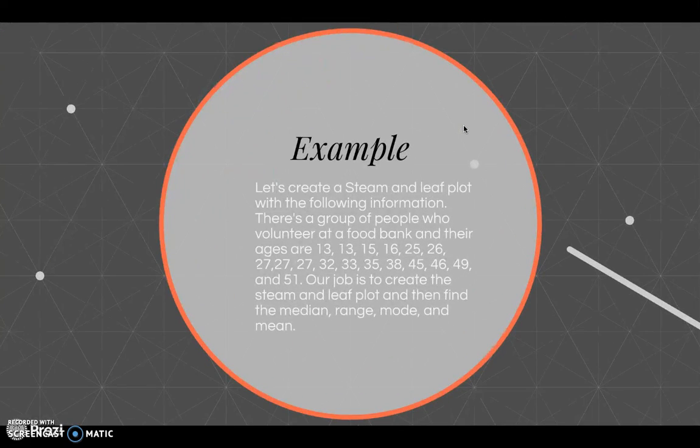Okay, so we have this example where we're going to create a stem and leaf plot with the following information. There's a group of people who volunteer at a food bank, and their ages are 13, 15, 16, 25, 26, 27, 27, 27, 32, 33, 35, 38, 45, 46, 49, and 51. Our job is to create the stem and leaf plot and then find the median, range, mode, and the mean.